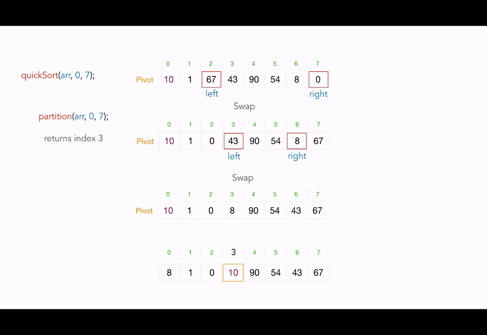Now, this array is still not sorted. We now have two arrays from this array, and again, we are going to do the same with these arrays. So we conquer by recursively performing partitioning of the subarrays. Here you can see the first array is from 0 to 2 and the second partition is from 4 to 7.